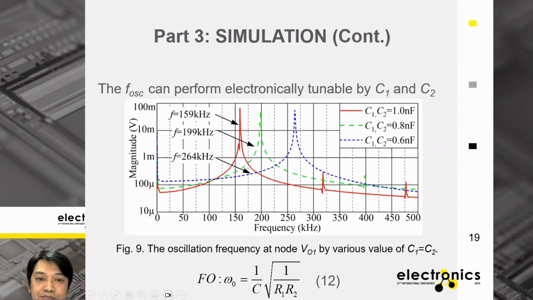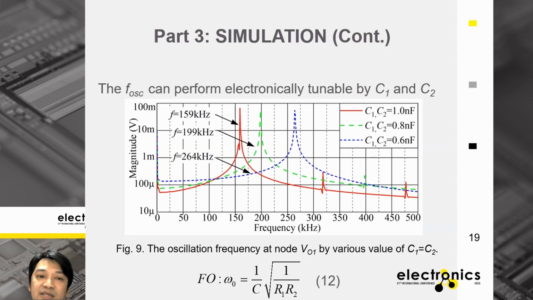And next, according to equation 12, the frequency of the oscillator can be electronically tuned by changing C1 and C2 together, setting both capacitors to the same value. For the response graph, the last one showed when we set C1 and C2 to 1 nanofarad, and the frequency of the oscillator is about 159 kilohertz. And the green one shows when C1 and C2 are set to 0.8 nanofarad, and we obtain a frequency of about 199 kilohertz.